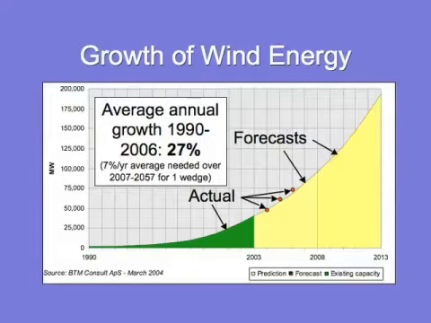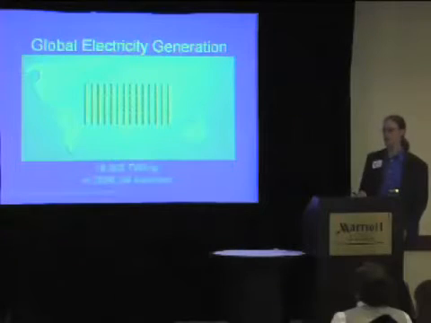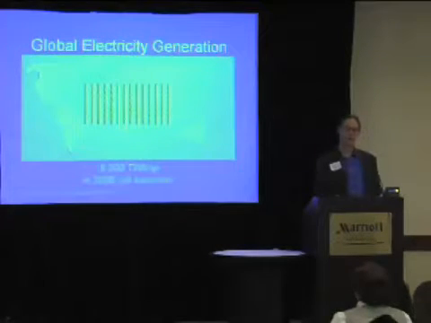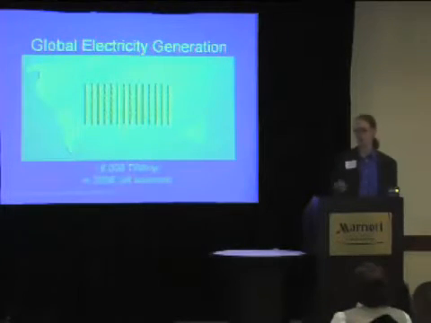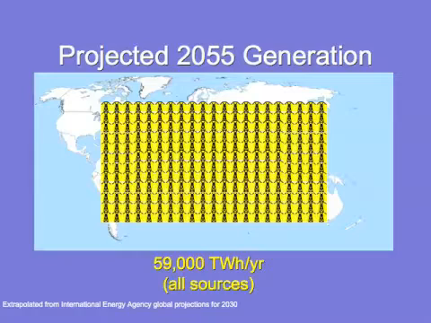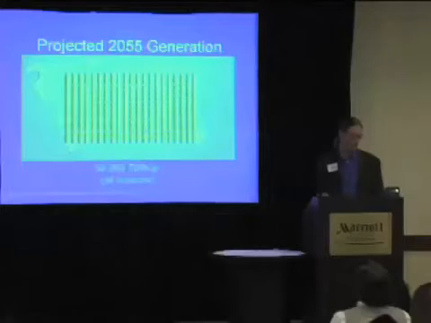And in terms of global electricity generation, to put this in perspective, this is a pictorial illustration of how much electricity is being produced from all sources worldwide in 2006, about 18,000 terawatt or trillion watt hours of electricity. By 2055, a conservative estimate is that this would roughly triple to 59,000 terawatt hours.